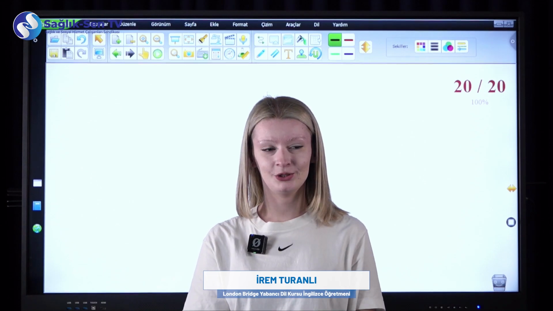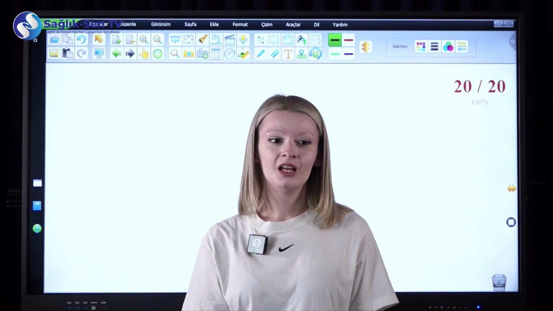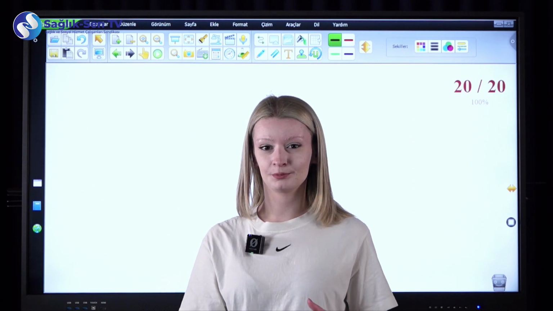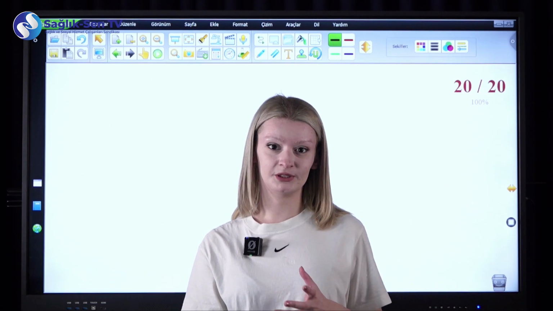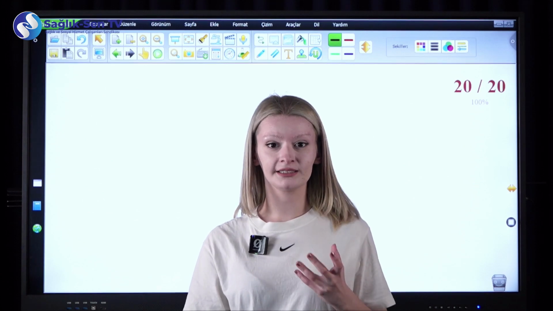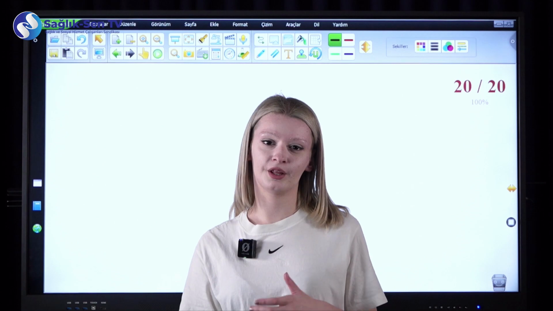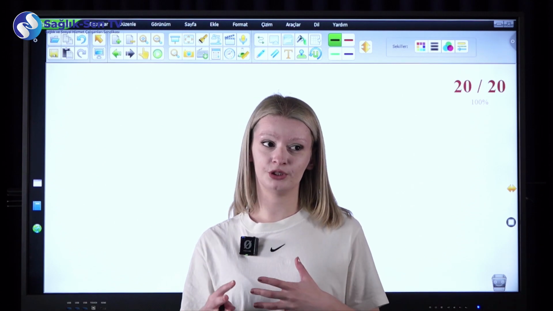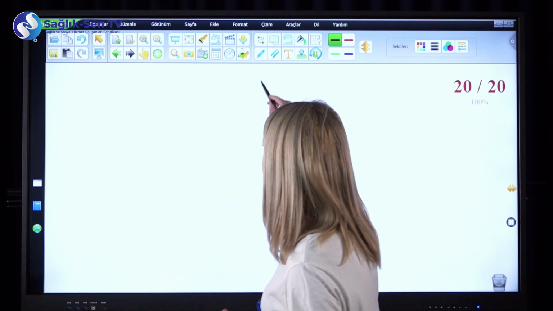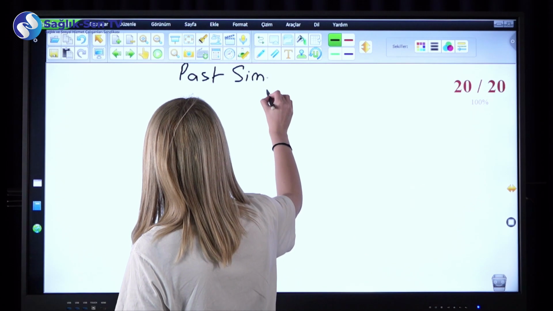Today we will continue reviewing our grammar topics that we have studied so far. In our last lesson we talked about present simple and present progressive and the difference between them. And today we will talk about past tenses. We will start with past simple and go on with past progressive. How do we use them? What are the differences between them? And let's start with past simple tense.